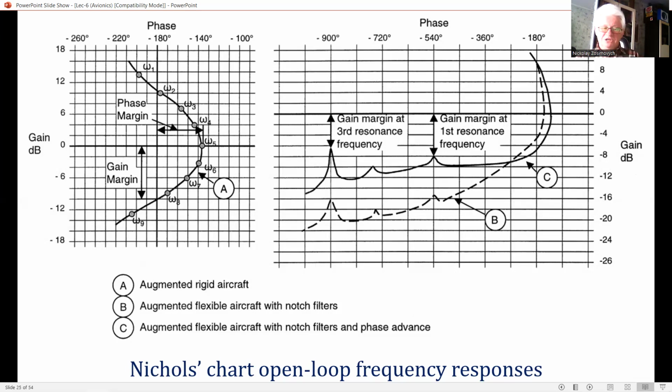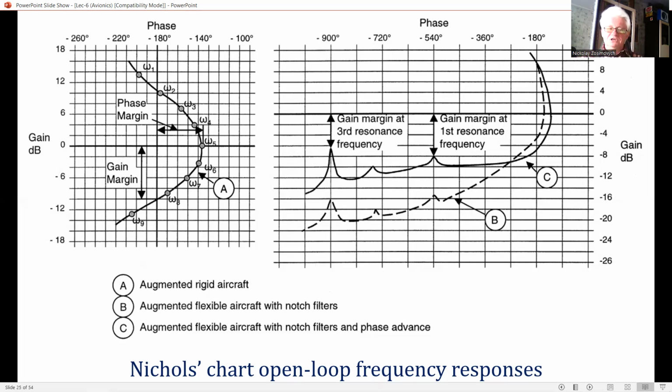The phase margin is the additional phase lag which will cause instability by producing 180 degrees phase lag at the frequency where the open loop gain is 0 decibel. Typical phase margins are around 45 degrees.